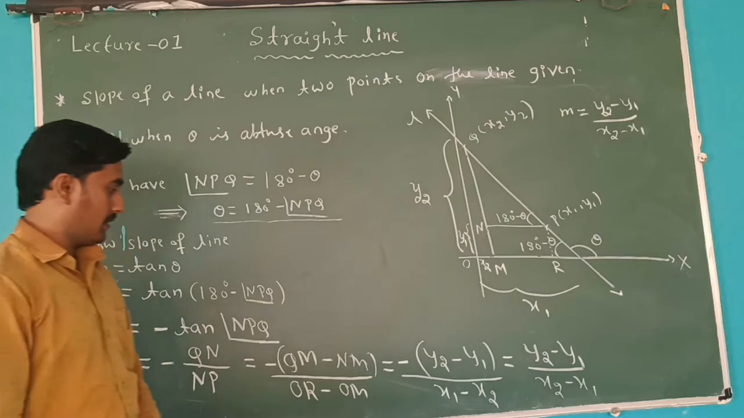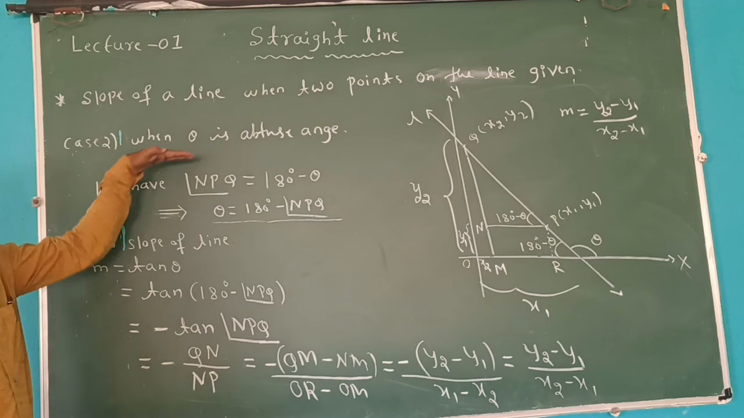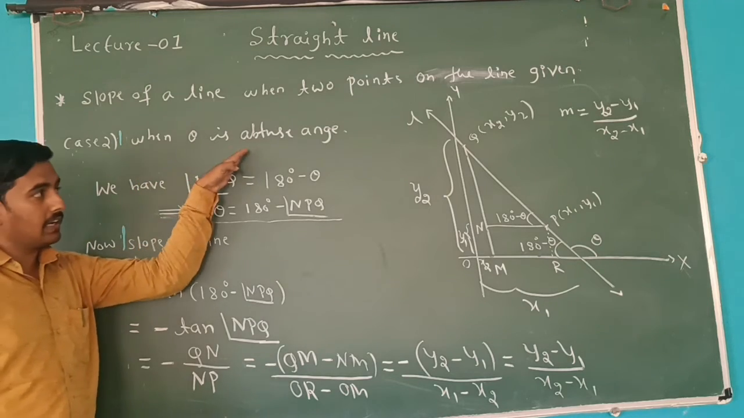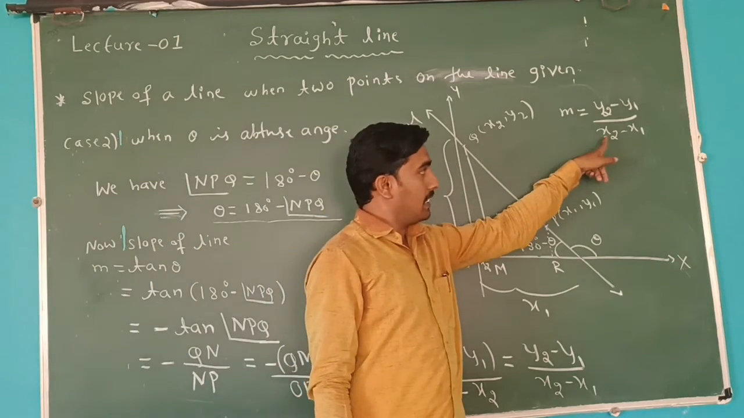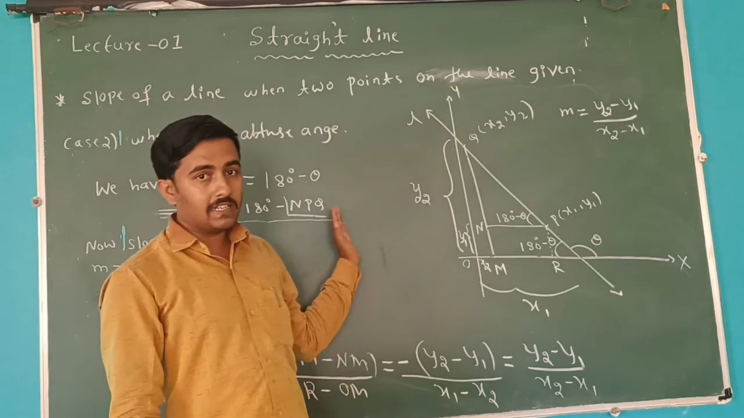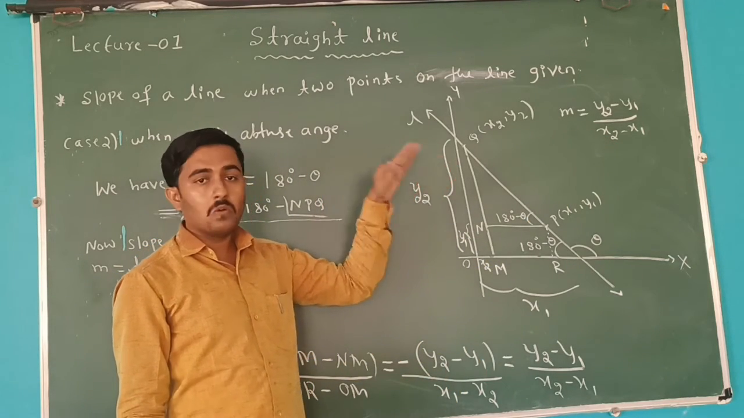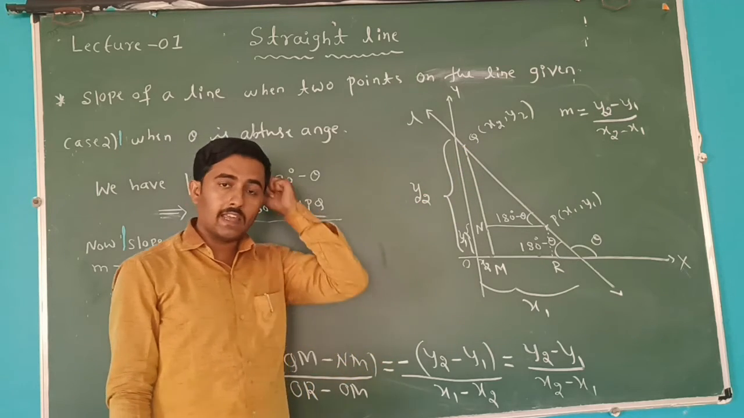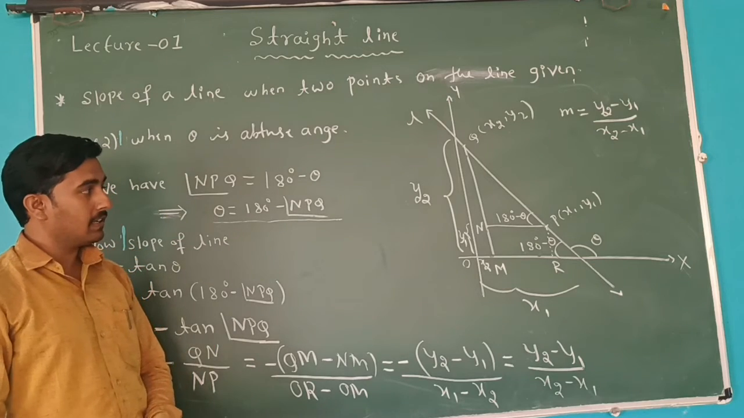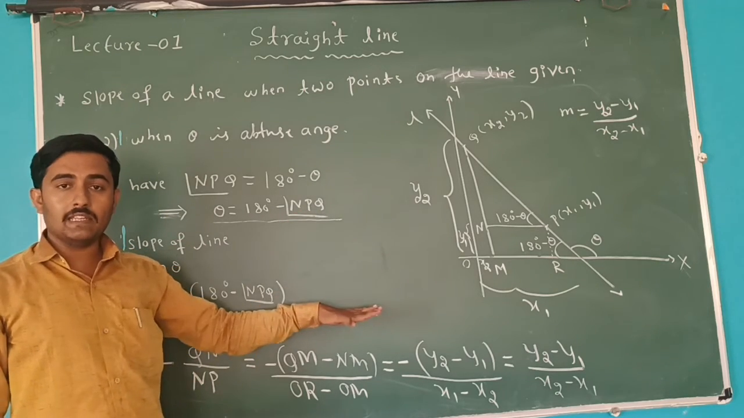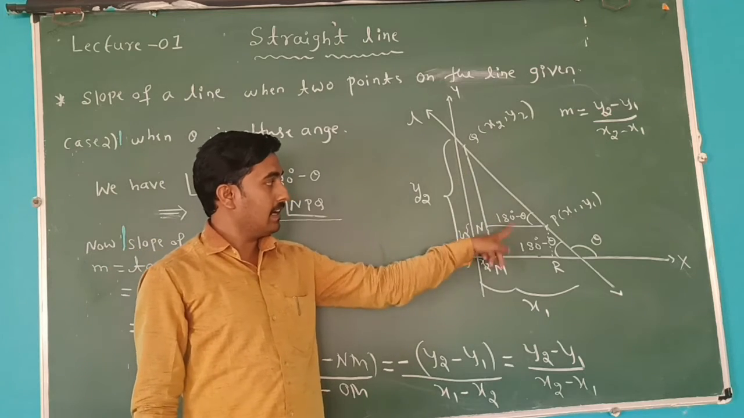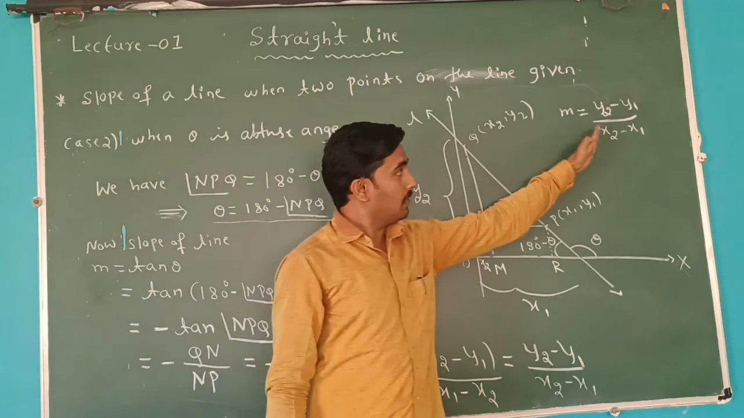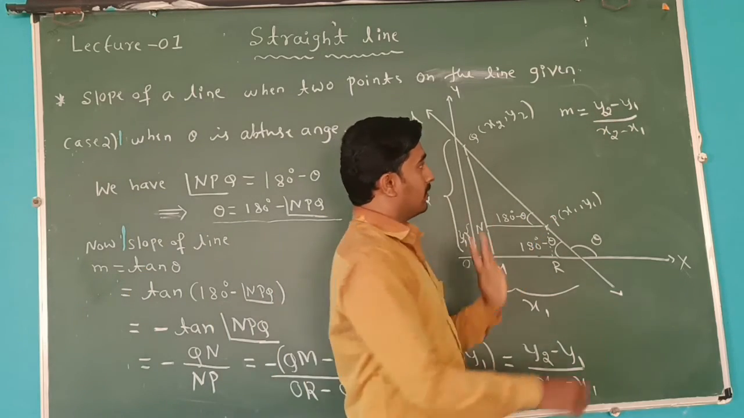Clear? This is the case when theta is an obtuse angle. In case number 1, when theta is an acute angle, we also have y2 minus y1 divided by x2 minus x1. In the second case also we have y2 minus y1 divided by x2 minus x1. From this we can conclude that when we are finding the slope of the line, when two points on the line are given, we use the formula y2 minus y1 divided by x2 minus x1.